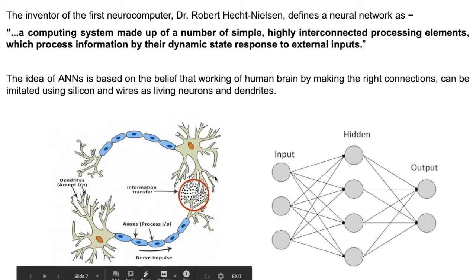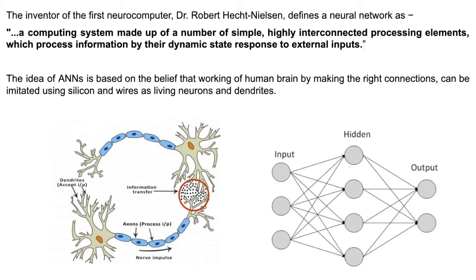The idea of ANN is based on the belief that the working of the human brain, by making the right connections, can be imitated using silicon and wires as living neurons and dendrites. The human brain is composed of 86 billion nerve cells called neurons. They are connected to other thousand cells by axons. Stimuli from the external environment or inputs from sensory organs are accepted by dendrites. These inputs create electric impulses which quickly travel through the neural network. A neuron can then send the message to other neurons to handle the issue or does not send it forward.